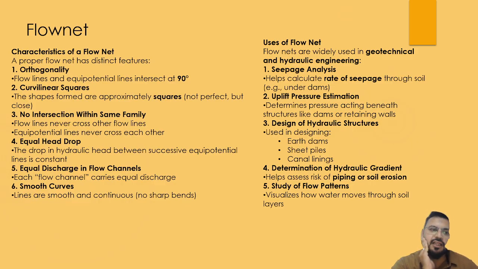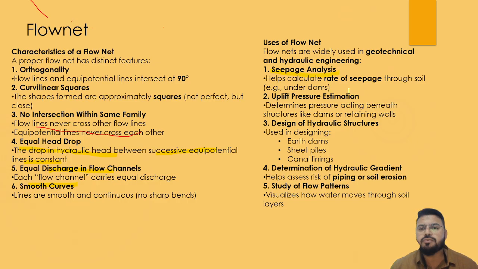So what is a flow net? What are the characteristics? Orthogonality is a characteristic, meaning flow lines and equipotential lines intersect at 90 degrees. Curvilinear squares: squares are not perfect but close. No intersection within the same family: flow lines never cross other flow lines. The drop in the hydraulic head between successive equipotential lines is constant, equal discharge in flow channels, and smooth curves, no sharp bends. Uses of flow nets in geotechnical and hydraulic engineering.